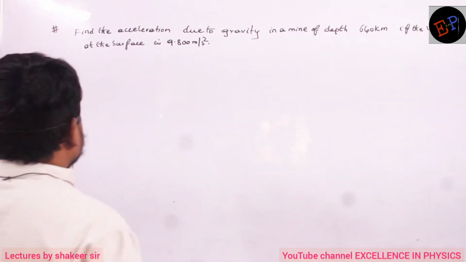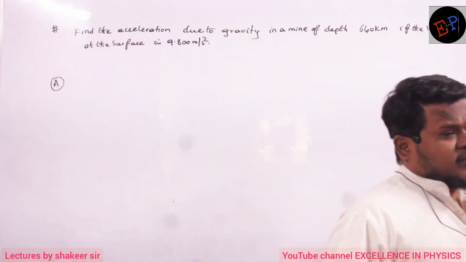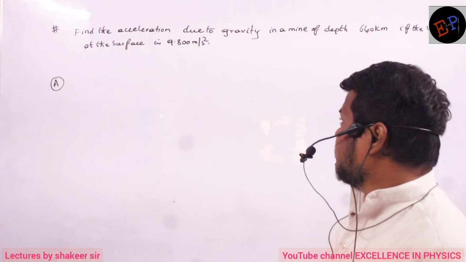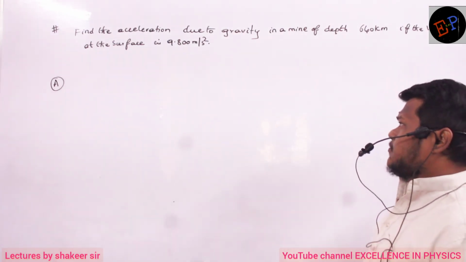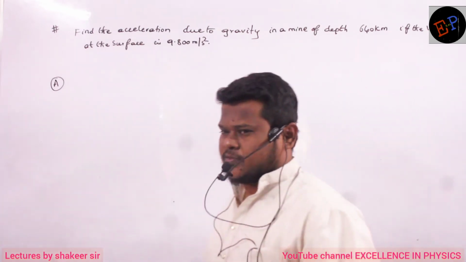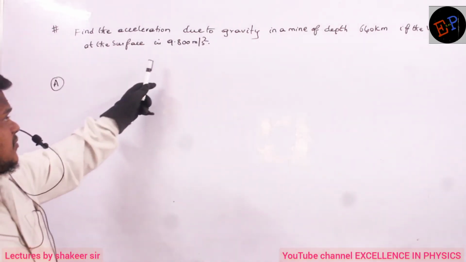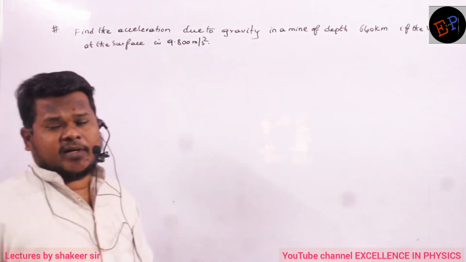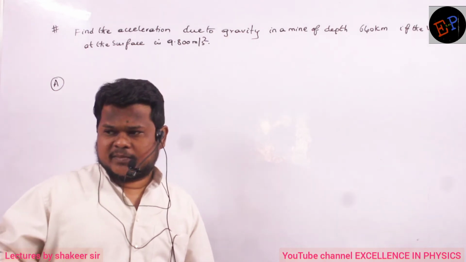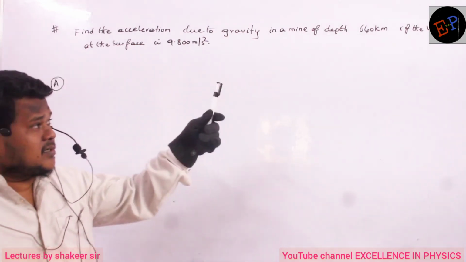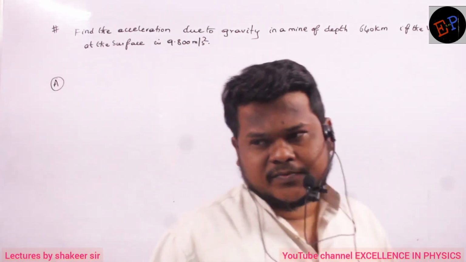Okay, so this is the next question. Now find the acceleration due to gravity in a mine of depth 640 kilometers if the value at the surface is 9.8 meter per second square. On the surface of the earth, what is the g value? On the surface of the earth it is 9.8. Then I want to find out the g value at which depth? At a depth of 640 kilometers. Then can you say which equation I can use?